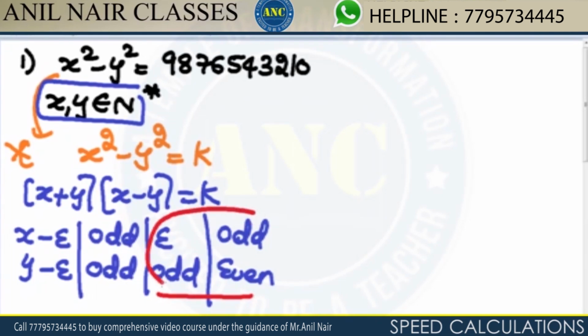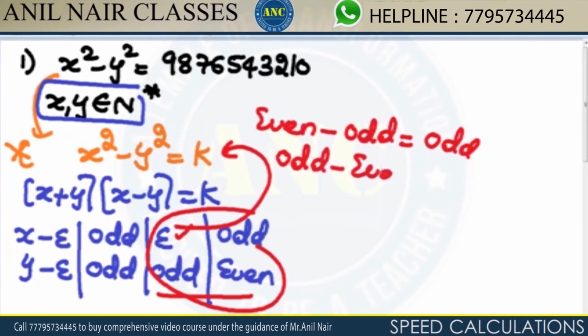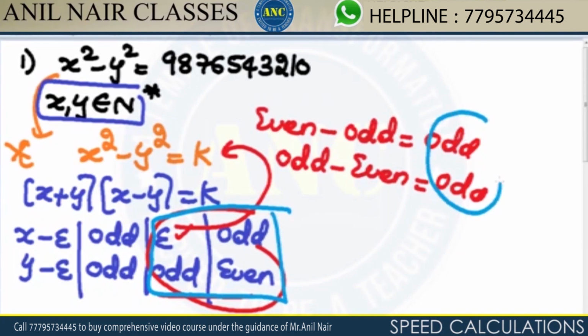If I take the first of these, x is even, even power 2 becomes an even number, and odd power any number is odd. Even minus odd is odd. If I take the other case, odd power any number is odd, even power any number is even. What is odd minus even? Odd. In these last two cases, I am getting a right hand side odd number.